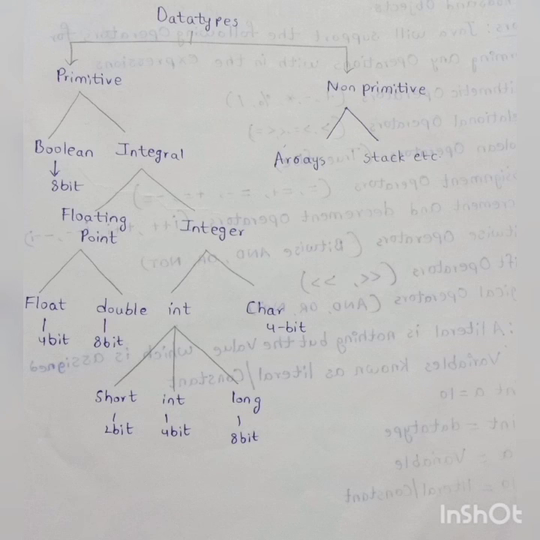Primitive data type examples are integral and boolean. Non-primitive data type examples are arrays, stacks, etc. Next one, let us see the diagram.